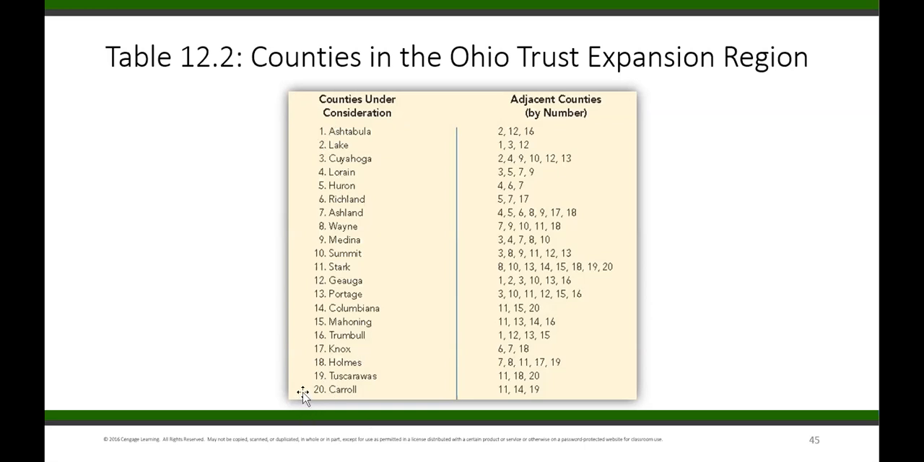Let's say for county number 20, it's a neighbor with counties number 11, 14, and 19. So if you have a PPB at either of these 4, either at 20, 11, 14, or 19, county 20 can be covered. County 20 can be under Ohio Trust Company's operation. In order to operate in this county, you should have a PPB either at this county or at one of its neighbors, 11, 14, or 19.